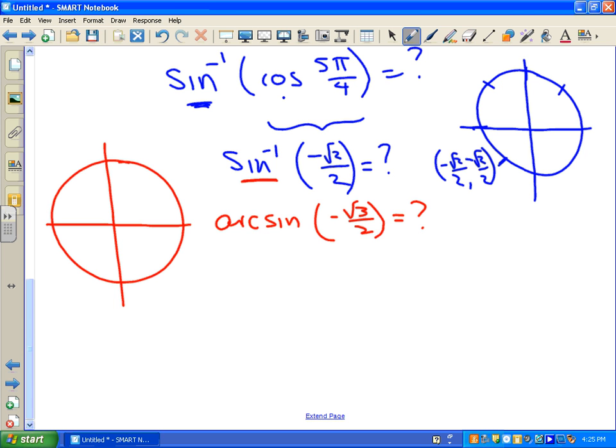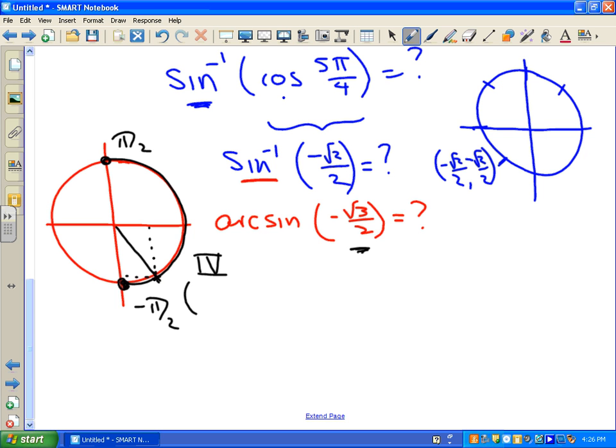Now remember, the arc sine is only defined on the right side of the circle. So whatever answer we come up with, we have to be between negative pi by 2 and pi by 2. So the sine is negative, which says we're down here in quadrant 4. Remember, sines are y coordinates, and negative square root of 3 over 2 is quite a far ways down. That will occur right here, right?